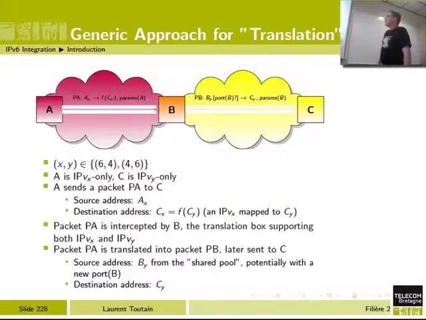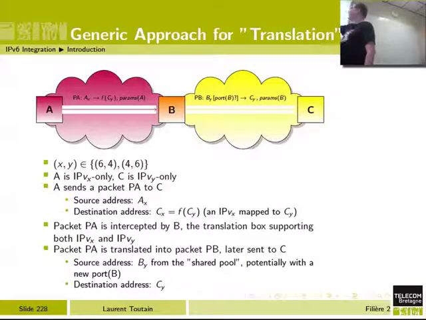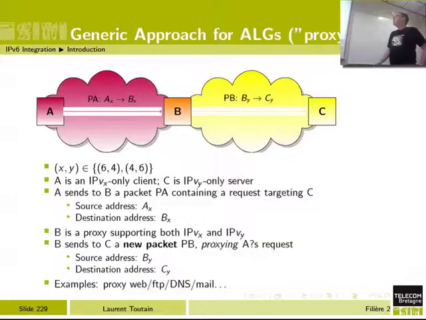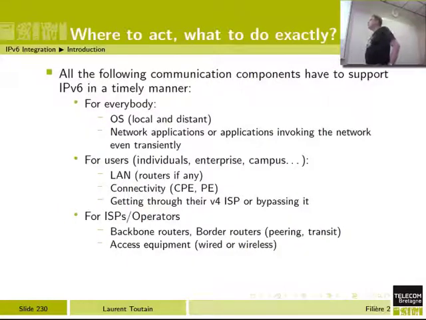So here you have a very complex slide to give you very simple things. I will not describe this, but here you have just X and Y that are 6 or 4 or 4 and 6, so you can play it in both ways. For example, for translation, I am sending a packet from A to C, and I will put a destination address here that will be derived from the address I got officially. We are going to see that in an example, and same thing for tunneling, but this is not very important.